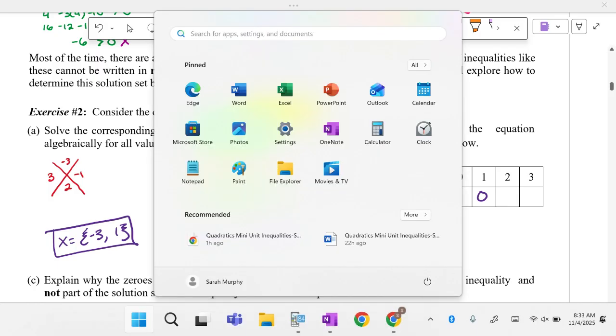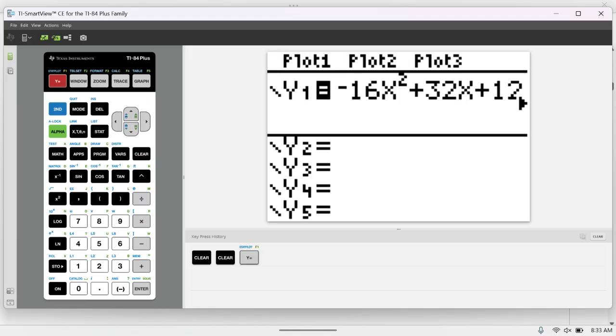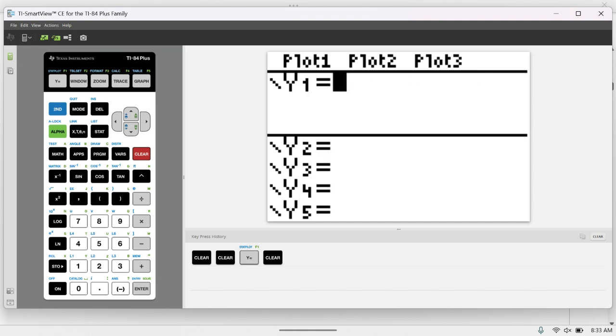So if you're using your TI, in order to make the table, because I think using a TI for a table is way easier unless you're trying to find a very specific value. All right. So you would go to y equals in the top left corner. If you have anything in there, just hit clear. And then you're going to type in the function.